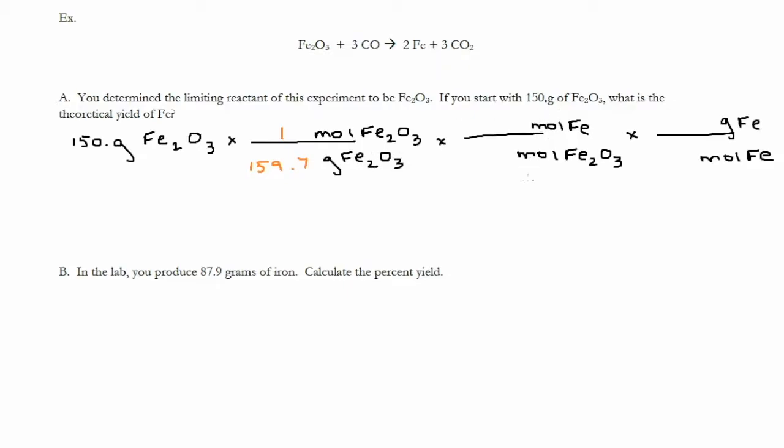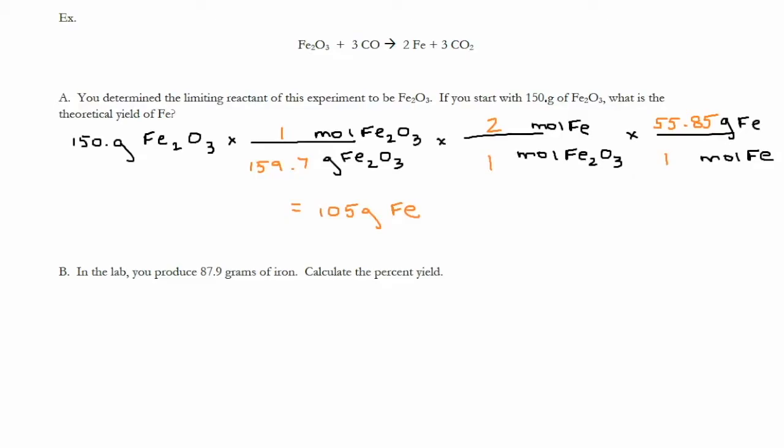Here I'm going to use my mole-to-mole ratio. So there's 2 moles of iron for every 1 mole of iron oxide. And then here I need to put simply the molar mass of iron. So it's 55.85 grams of iron for every 1 mole of iron. And so what I calculate here, because I want 3 significant figures, is that I'm going to produce 105 grams of iron. So this is my theoretical yield.